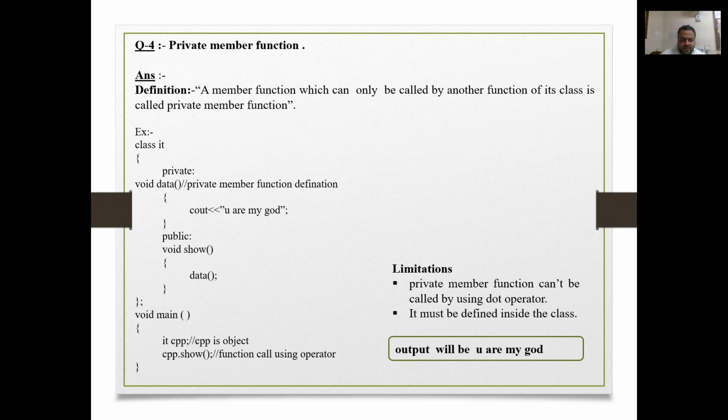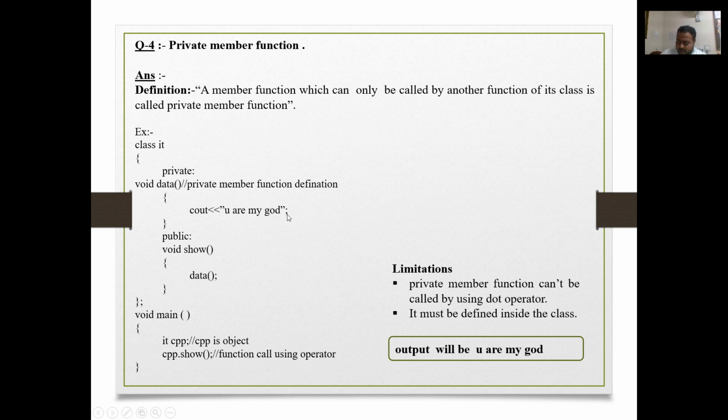Okay, now private member function: a member function which can only be called by another function of its class is called private member function. You cannot directly call that. Class it, I am taking, again in private, void data. So this is called private member function. Void data is your declaration.